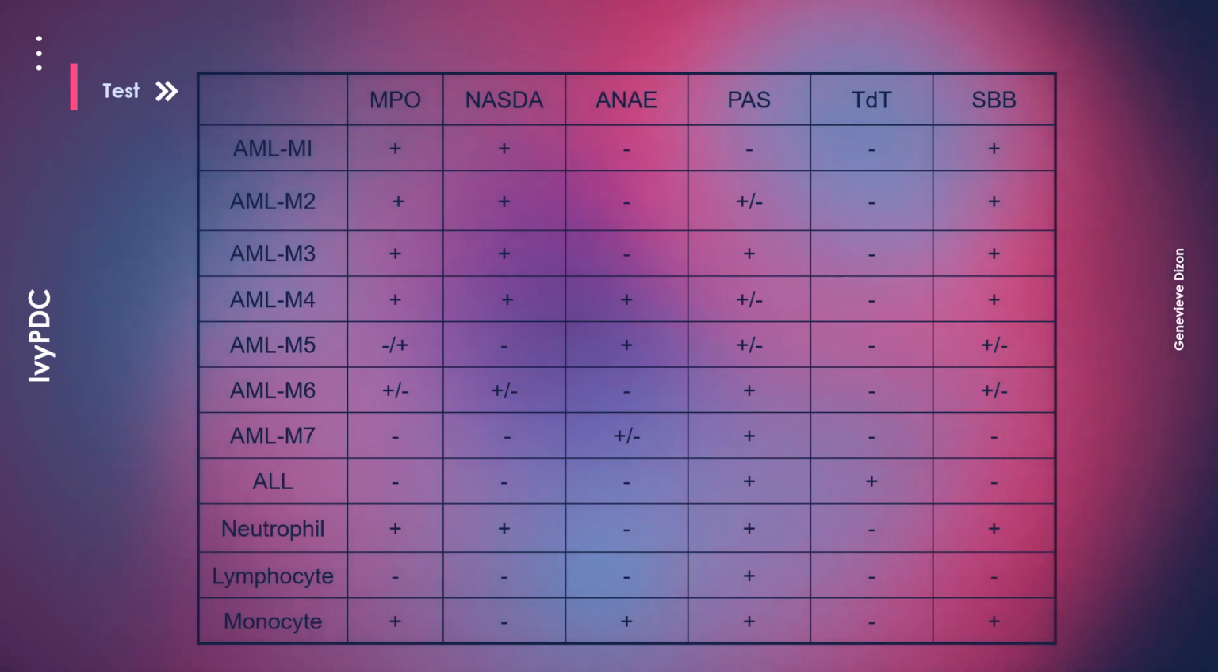And lastly, we have TdT, which stands for terminal deoxynucleotidyl transferase, which is an enzyme marker for primitive lymphoid cells, therefore a positive for ALL.